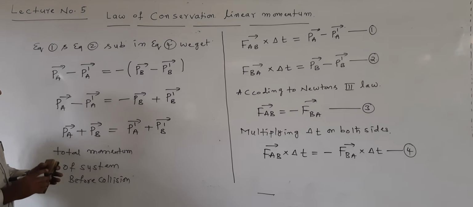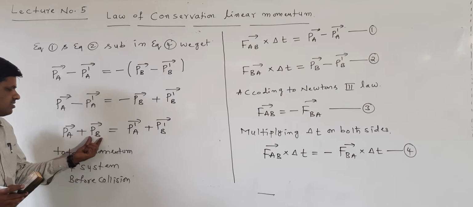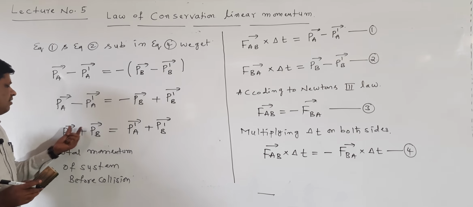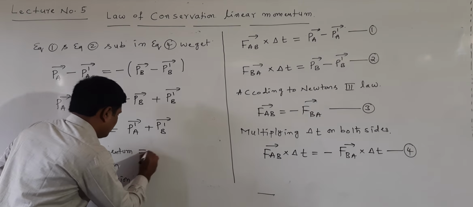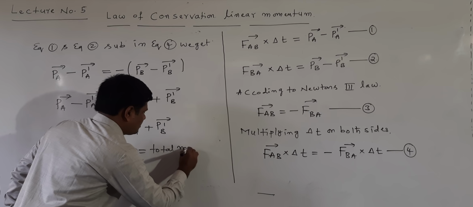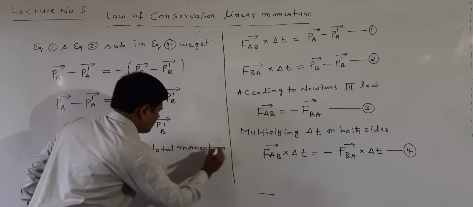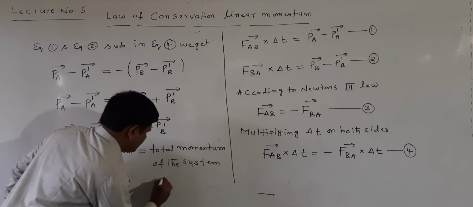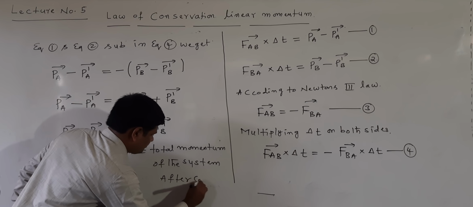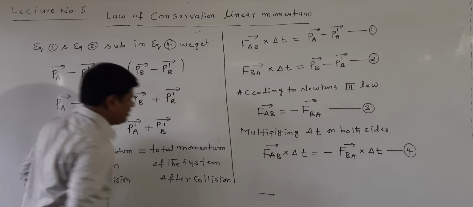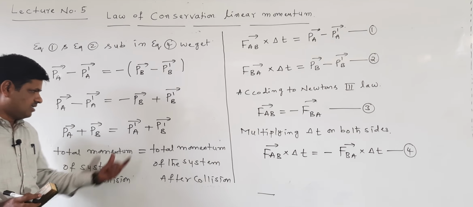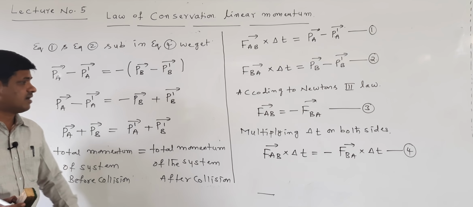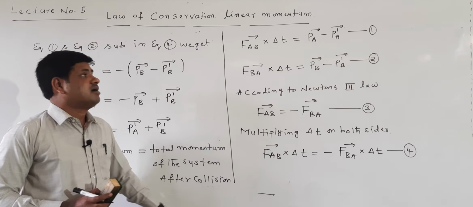Initially, particle A has the momentum PA, particle B has the momentum PB. The total momentum before collision is PA bar plus PB bar, the total momentum of the system. Total momentum of the system after collision. From this, the total momentum of the system before collision is equal to the total momentum of the system after collision. What is the meaning of this? The total momentum is conserved.